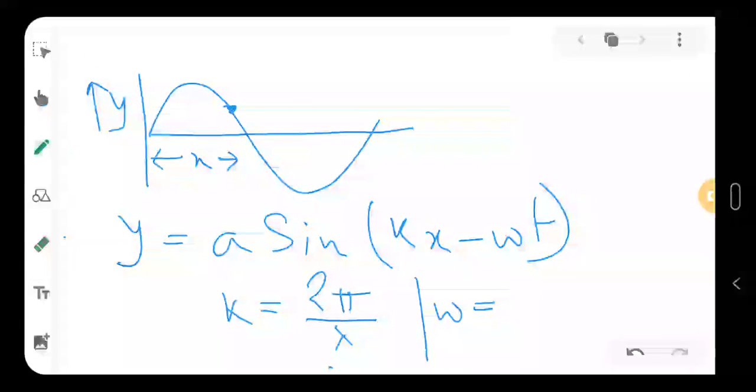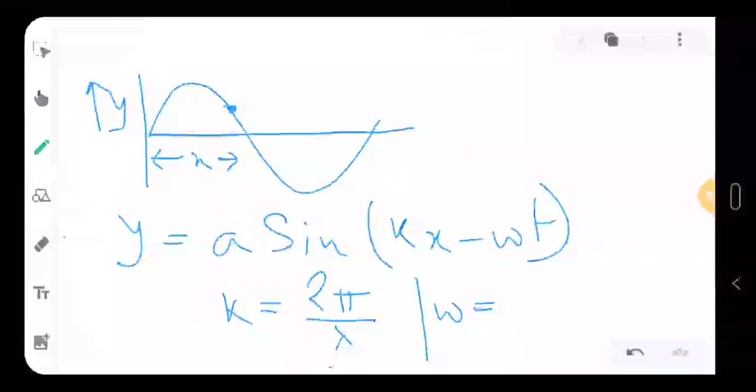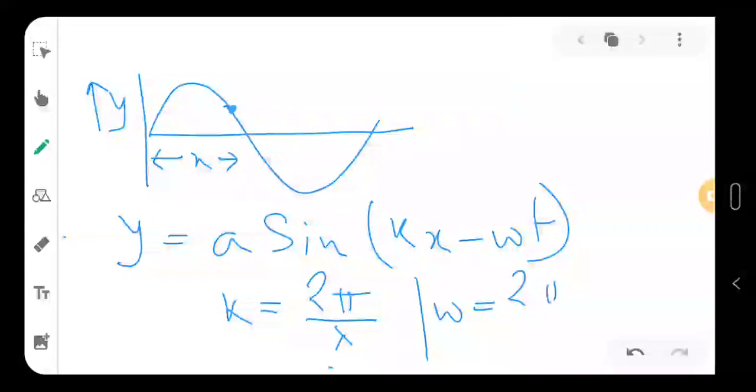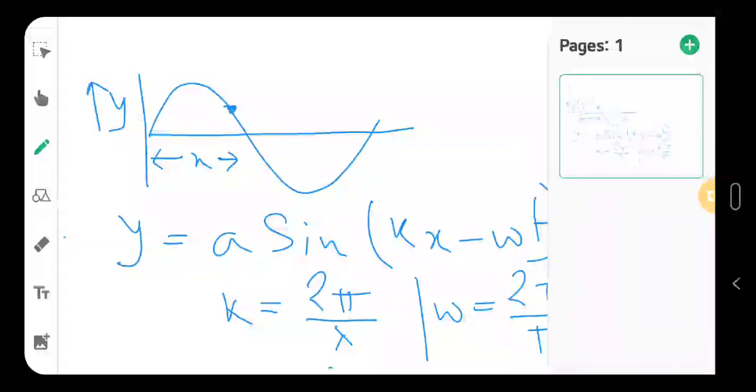We are talking about the omega which is now related to the wave. That means the angular velocity of this wave, which is nothing but the transfer of energy, or you can say the motion of energy. Now omega is 2 pi by T, where T is the time period here. So let us talk a little bit about wave intensity, and then we will come back to the speed.